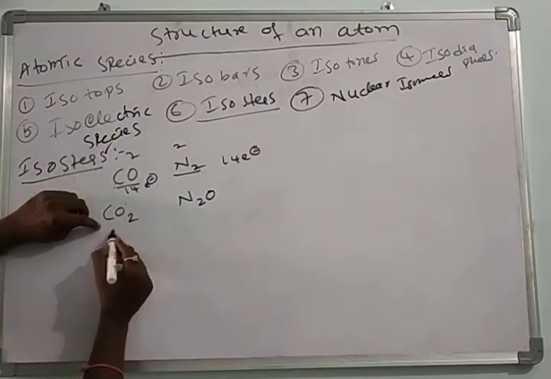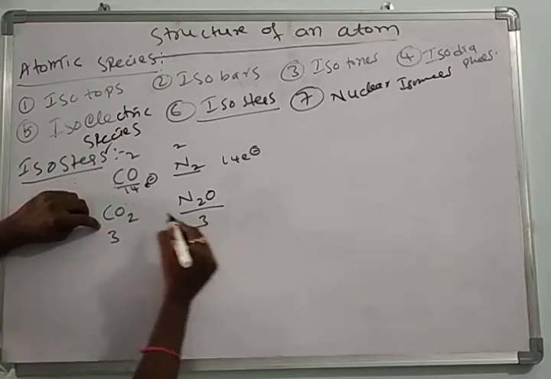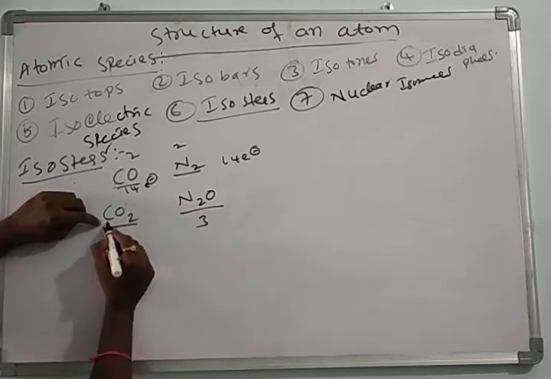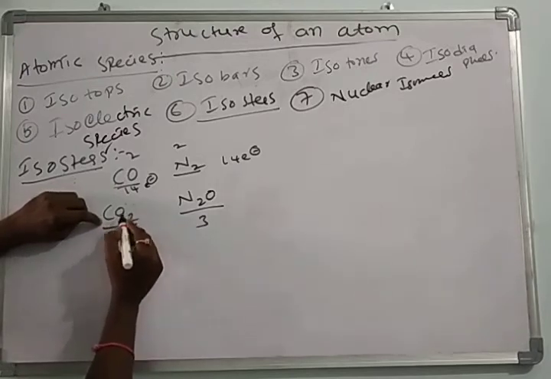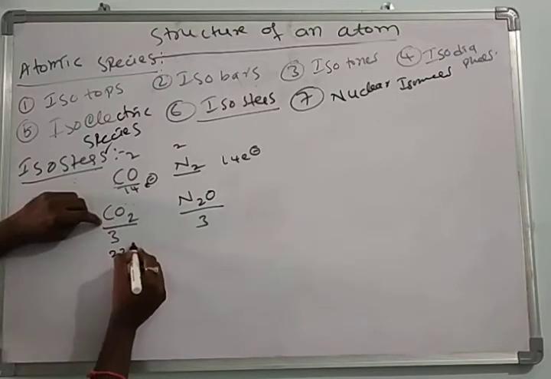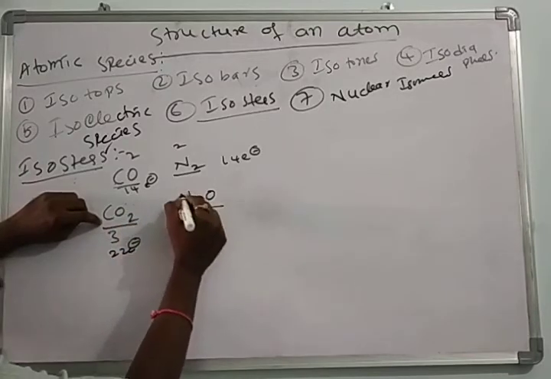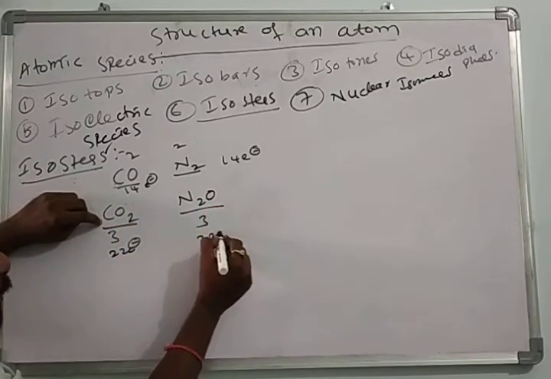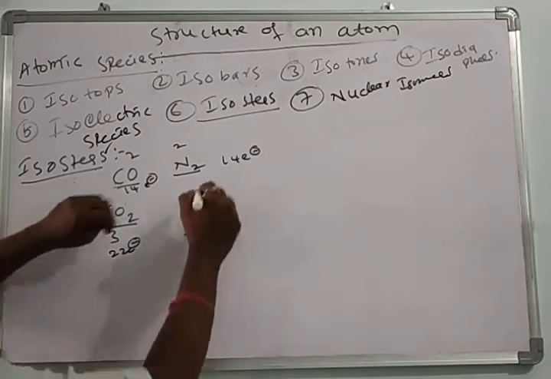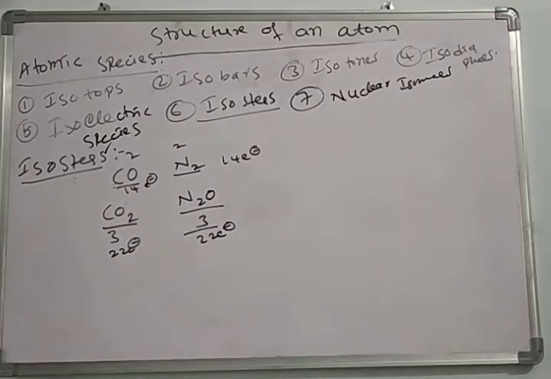Here carbon, 3 atoms. Here also 3 atoms. Here 6 plus 16, 22 electrons. Here 14 plus 8, 22 electrons. Same number of atoms and same number of electrons, we call them isosteres.